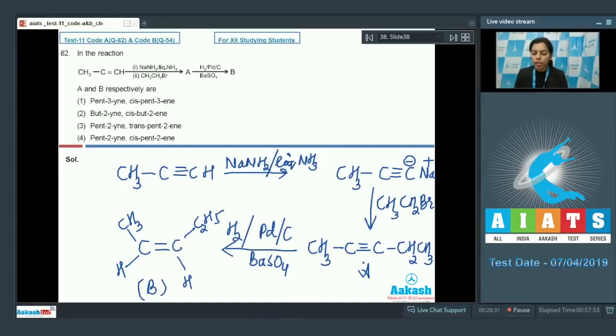Now, after this, it is the turn to identify A. If we talk about the name of A, this is pent-2-yne. That's why A is pent-2-yne. Where is it given? It is given here in option 4. Let's check. The product B also, this is cis-pent-2-ene. If you look at the structure, this is cis-pent-2-ene. That's why option 4 becomes your correct option, in which both the compounds are given correctly.